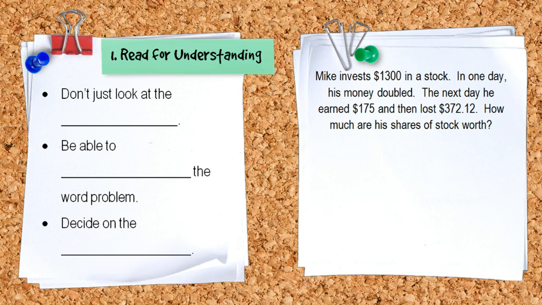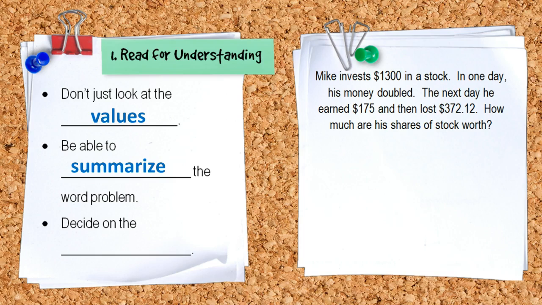I see multiple values and multiple operations going on here. So when I read for understanding, I don't want to just look at the values. Too many students just circle the numbers that are present. If you ignore the situation, you ignore the plot, you ignore the operations, and that's really key. In fact, it's almost more important to be able to summarize the word problem without values.